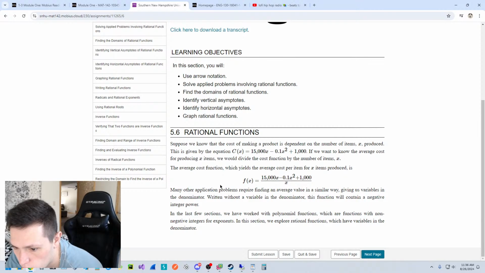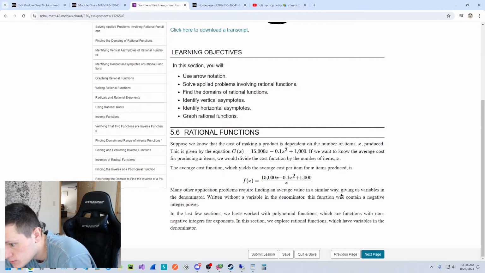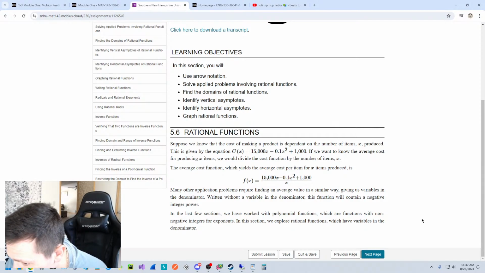This is kind of wild. Many other application problems require finding an average value in a similar way, giving us variables in the denominator. Here, written without a variable in the denominator, this function will contain a negative integer power. In the last few sections, we have worked with polynomial functions, which are functions with non-negative integers for exponents. In this section, we explore rational functions which have variables in the denominator.